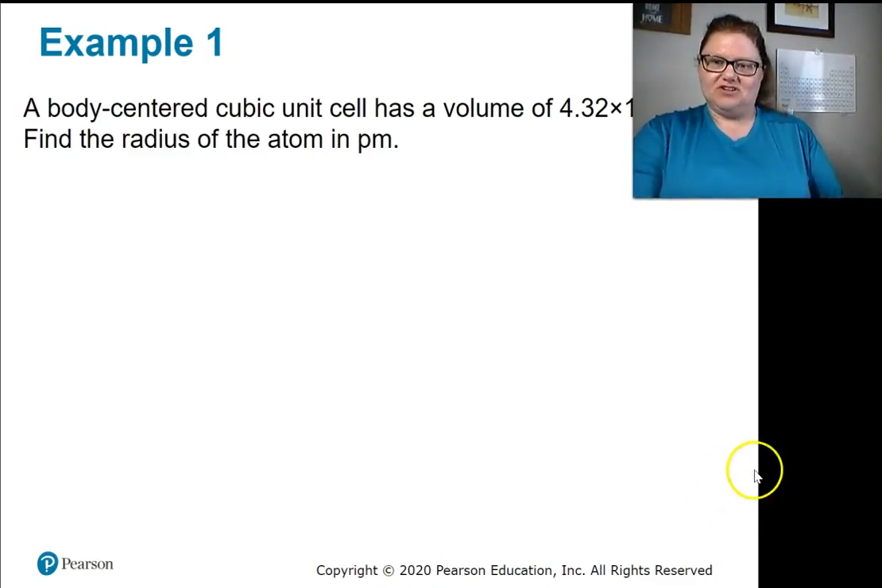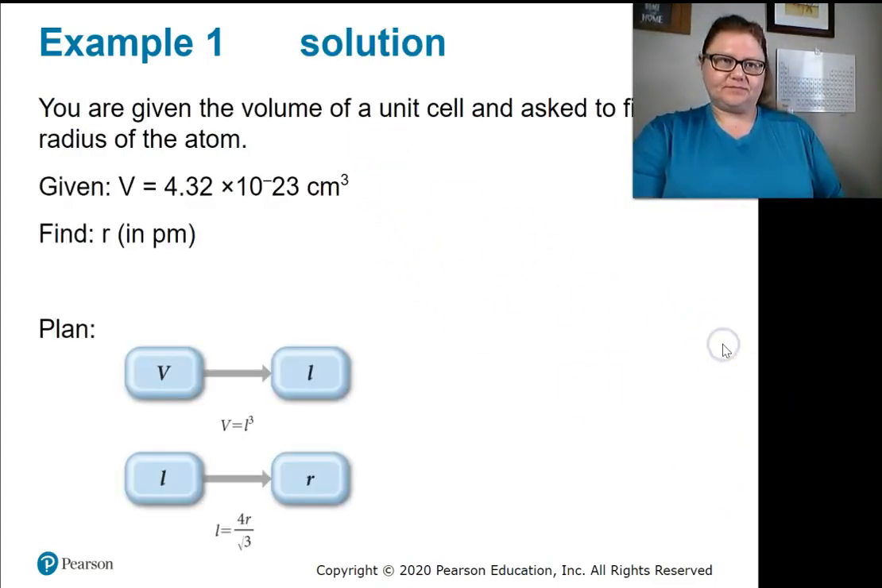Okay, so again, we're talking about atoms, right? So we're using atom sizing. If we're saying the volume is cubic centimeters, well, that's a macro scale. We can measure that with a ruler. But we're looking at the radius of an atom within that volume. Centimeters is way too large. So we're going to go down to the picometer here.